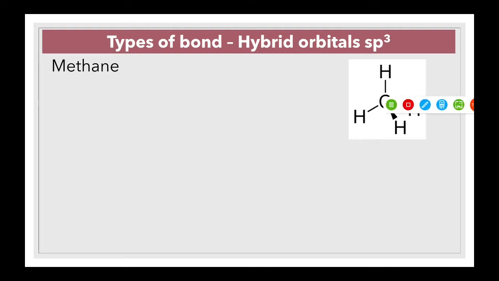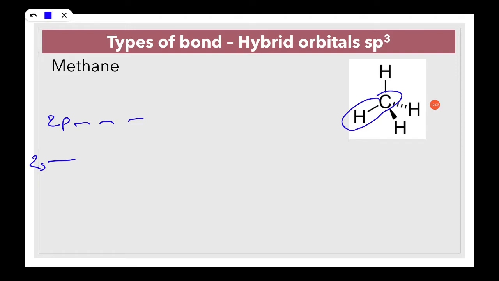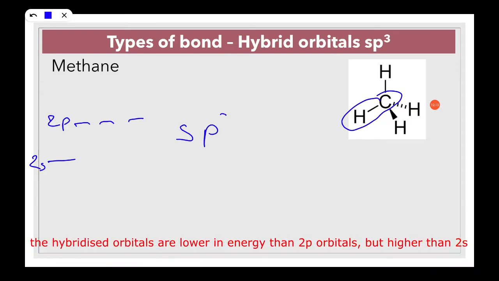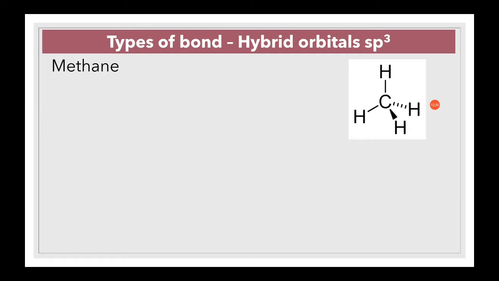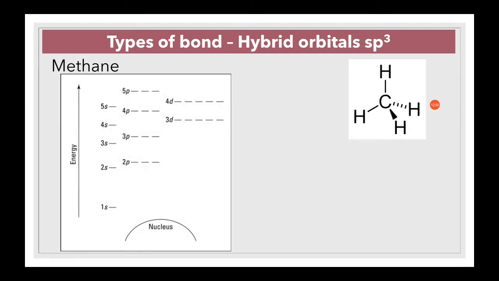So going back to where I was, I've got my 2s and my 2p's. So these hybrid orbitals that go to make up our bonds over here come from 1 s and 3 p orbitals overlapping to form these new molecular orbitals, these sp3 hybridized orbitals. Right.